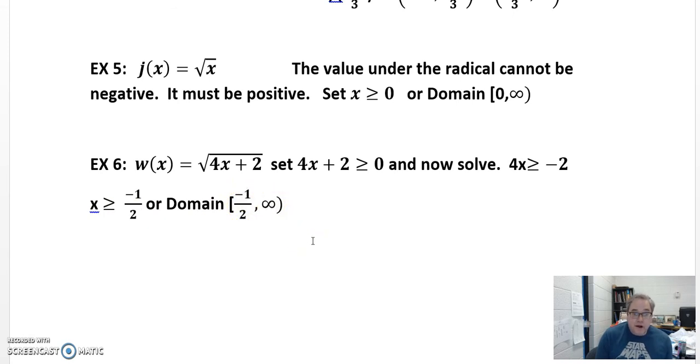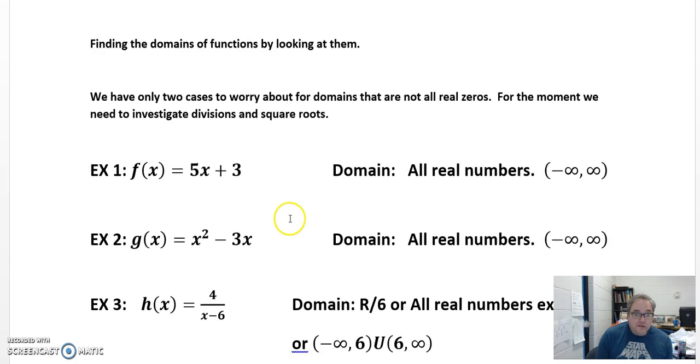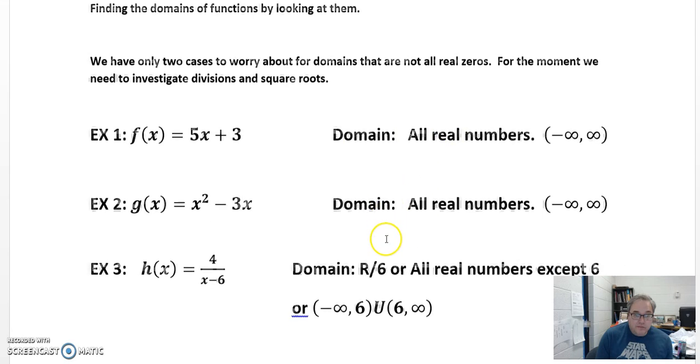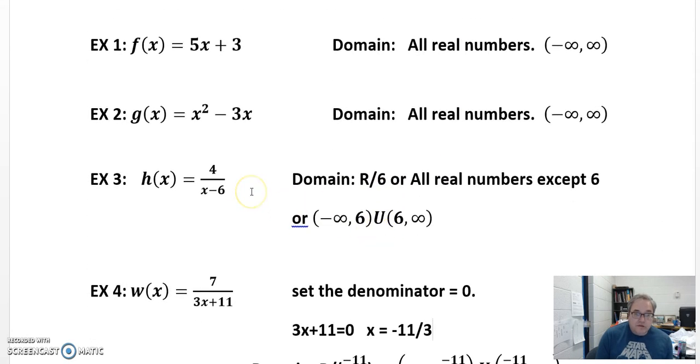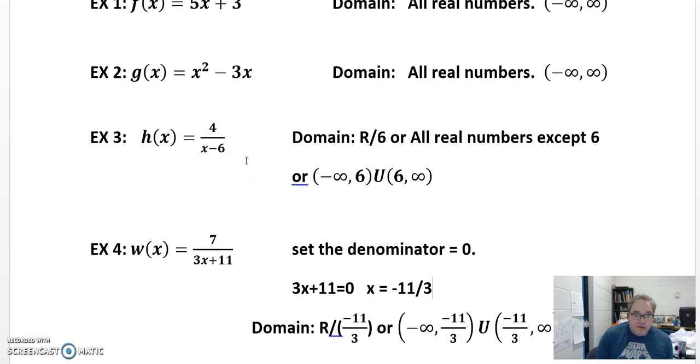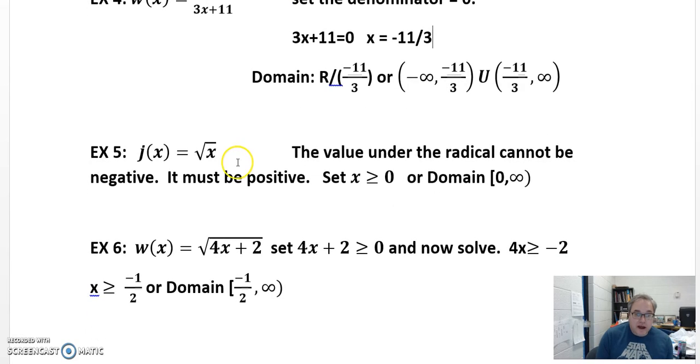So we don't want to overcomplicate this. If you do not see divisions or radicals, your domain is probably all real numbers. If you see divisions, well, your domain is probably going to be everything except one value. There's exceptions, but for right now, this will work for us. And if you see radicals, you're probably going to end up with inequalities saying what your domain is.